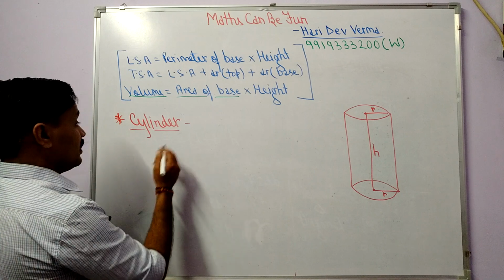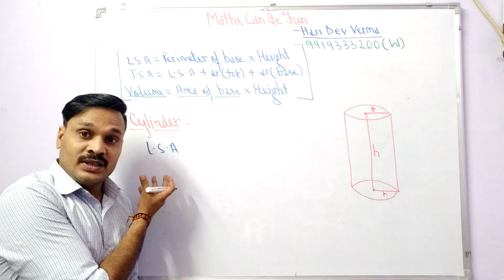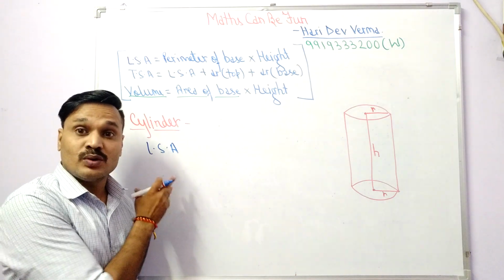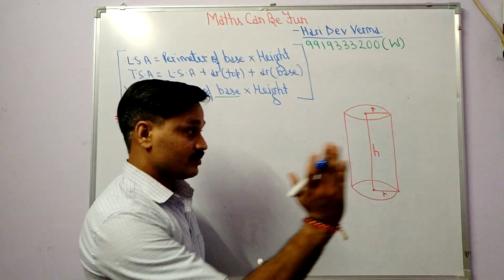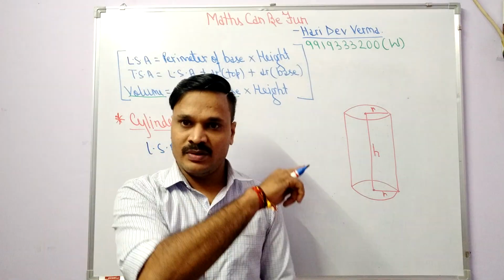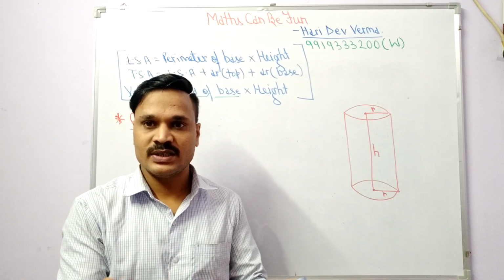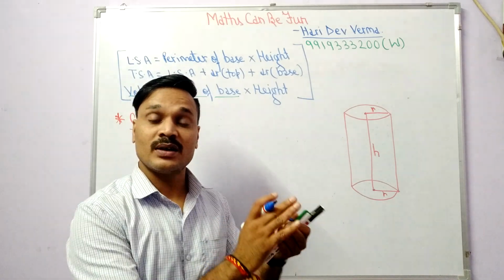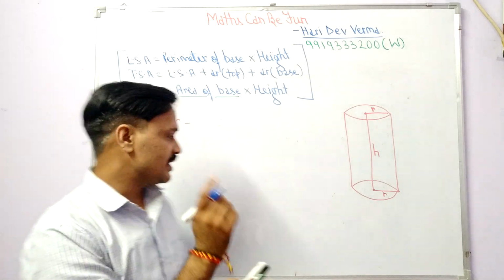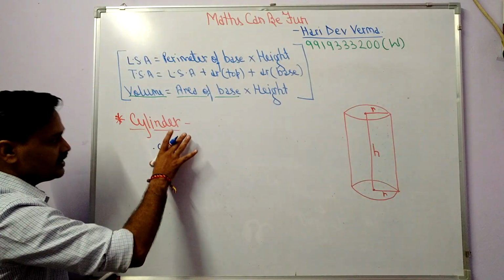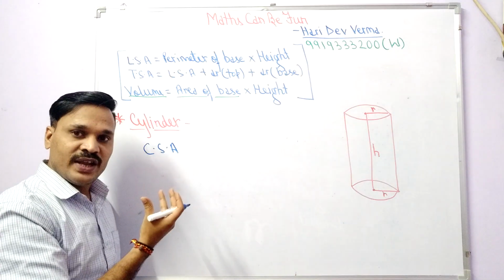Now, literal surface area: at this point we cannot call it literal surface area. Why? In the first video I told you, lateral surface area means the area of 4 walls, and cylinder has no walls. Cylinder has no flat walls. Its surface is a curved surface. So instead of lateral surface area, we replace L by C to make it curved surface area.